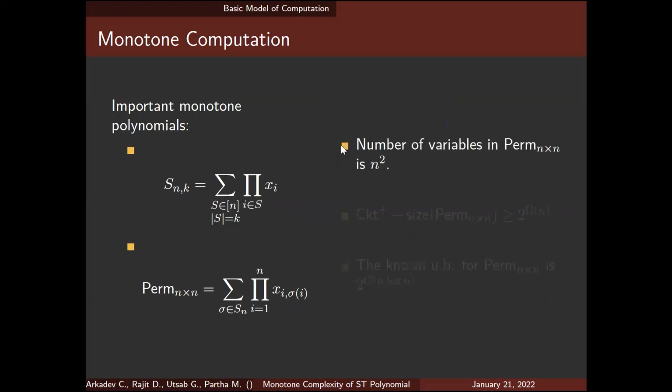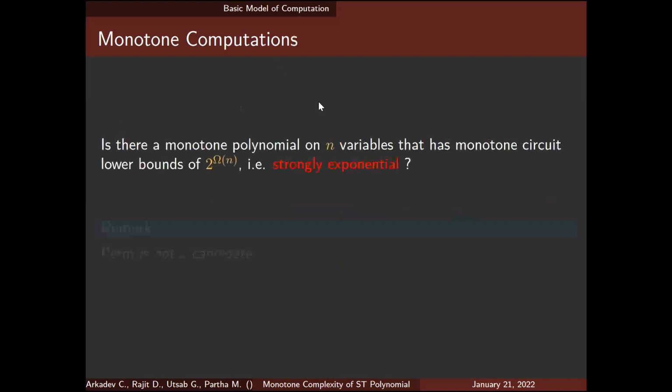On the other hand, the permanent polynomial is on n squared variables, and the lower bound for permanent polynomial is 2 to the power omega n. The known monotone upper bound for permanent polynomial is 2 to the power order n log n. We are naturally interested to understand what is the power of monotone computation, or what is the strongest possible lower bound.